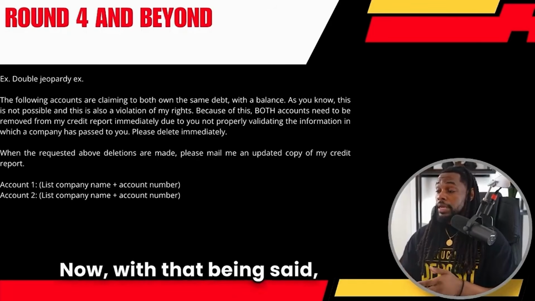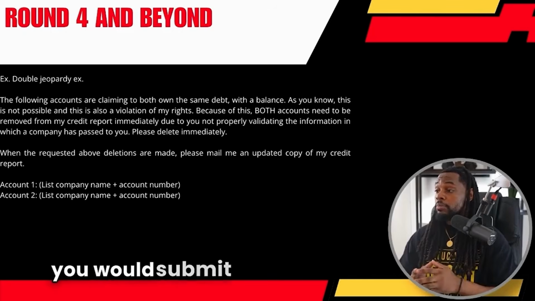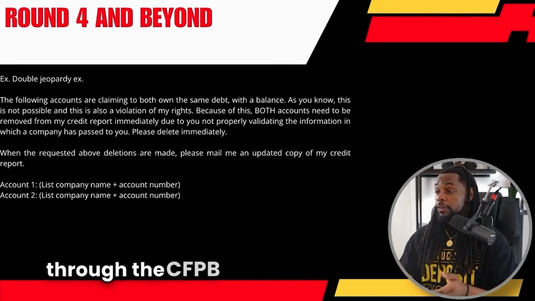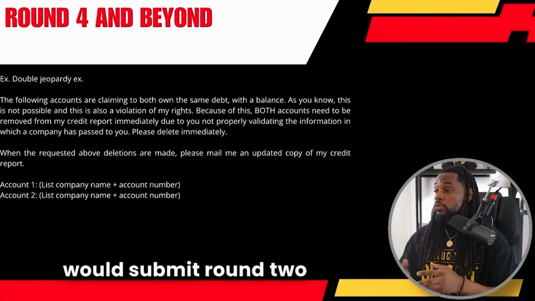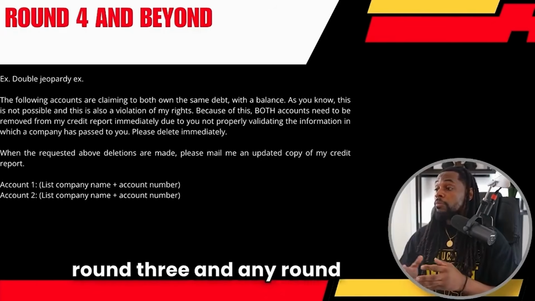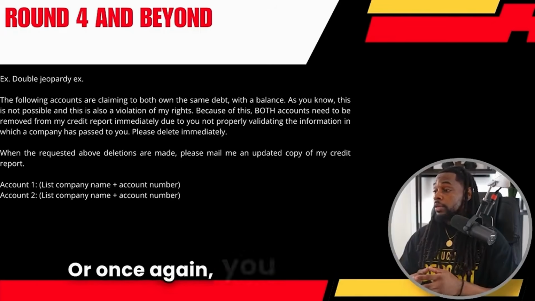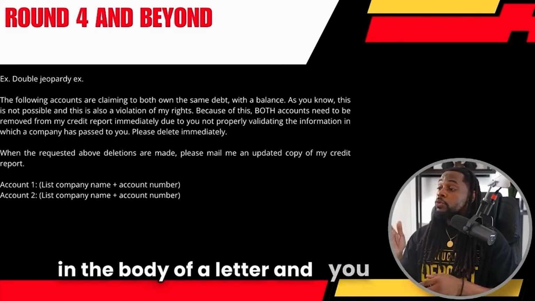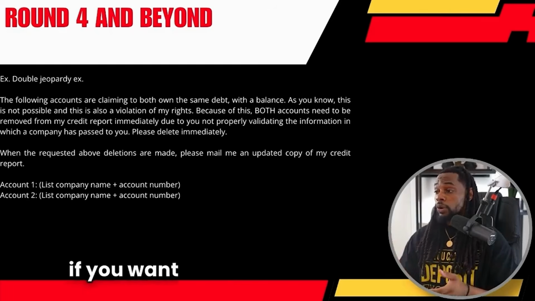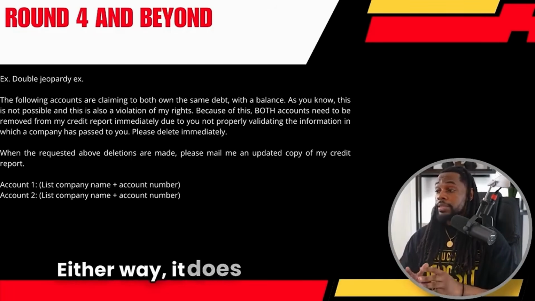Now, with that being said, I'm going to actually show you how you would submit round 1 through the CFPB, and then from there, that's the same way you would submit round 2 and round 3 and any round beyond that. Or once again, you can also copy this text, put it in the body of a letter, and you can mail it certified if you want to go that route. Either way, it does not matter.